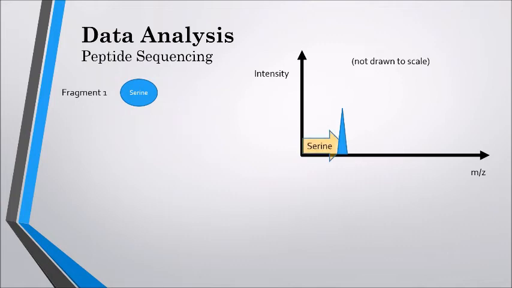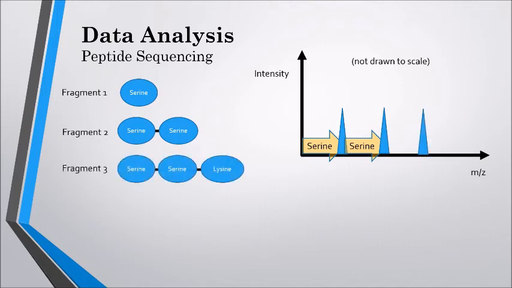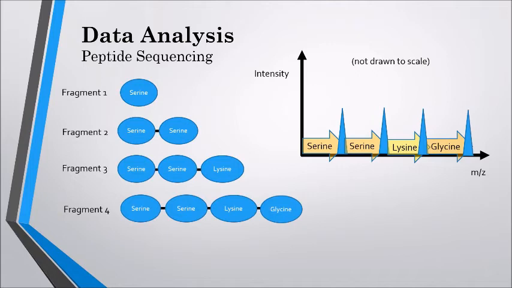When we consider the next fragment, it consists of two amino acids of serine. Therefore, the value should increase by the mass of another serine molecule. When we consider the third fragment, it now contains lysine. Therefore, the value should increase by the mass of a lysine molecule. In this manner, we can determine the amino acid sequences of any given peptide fragment.